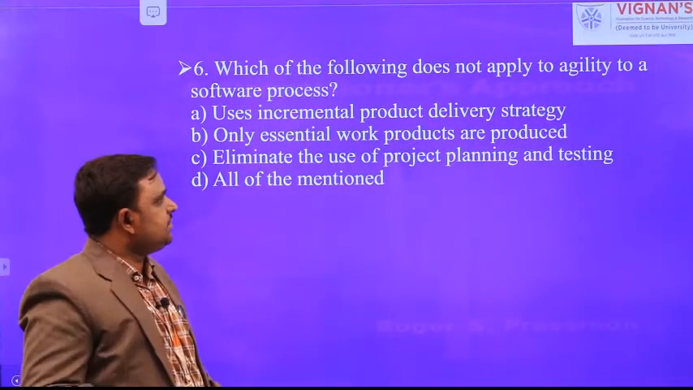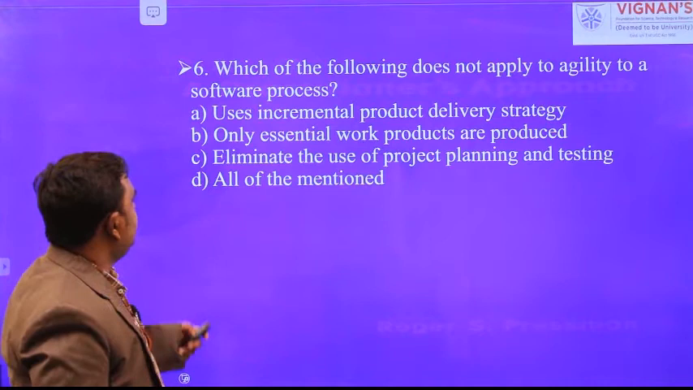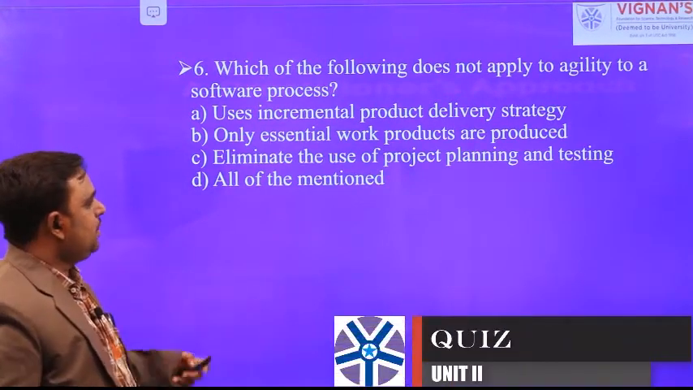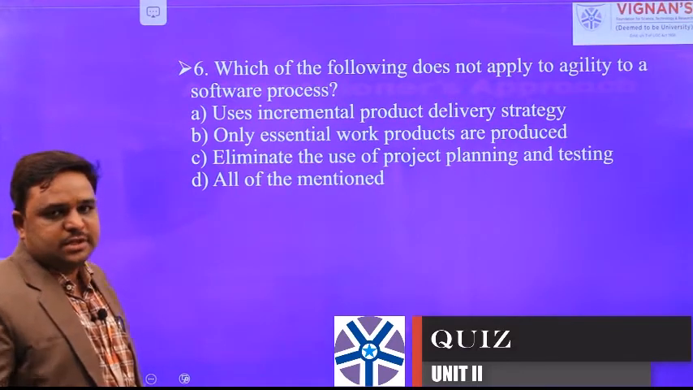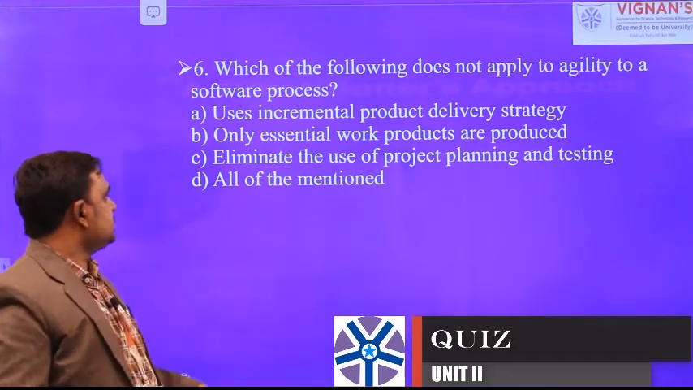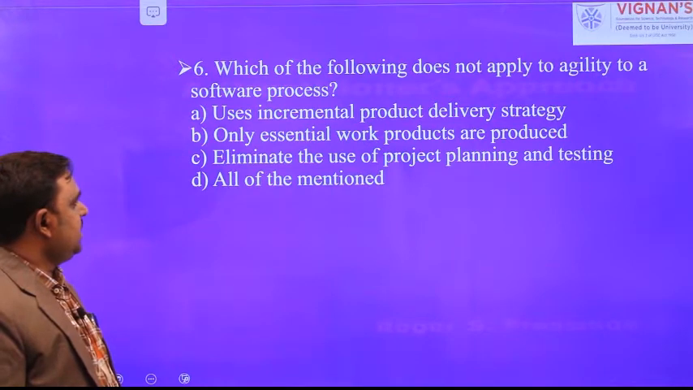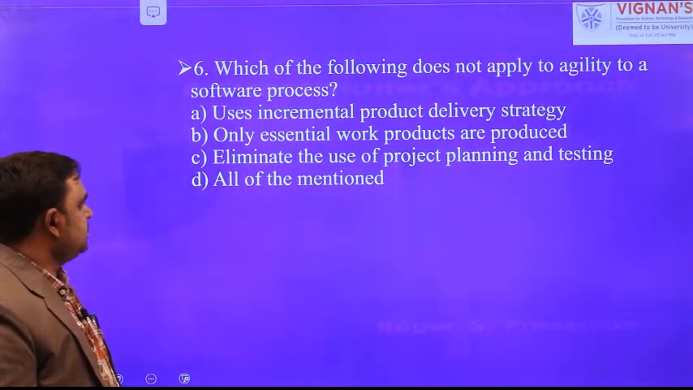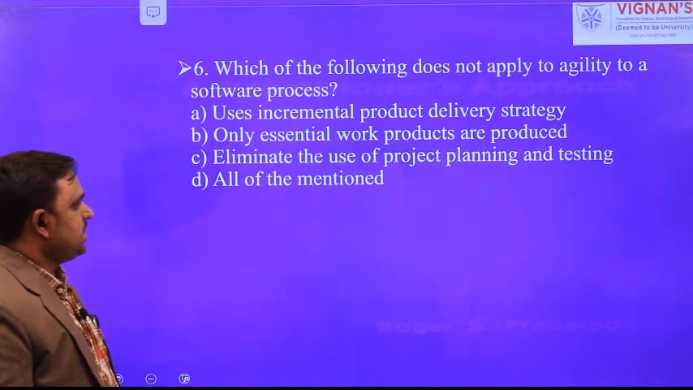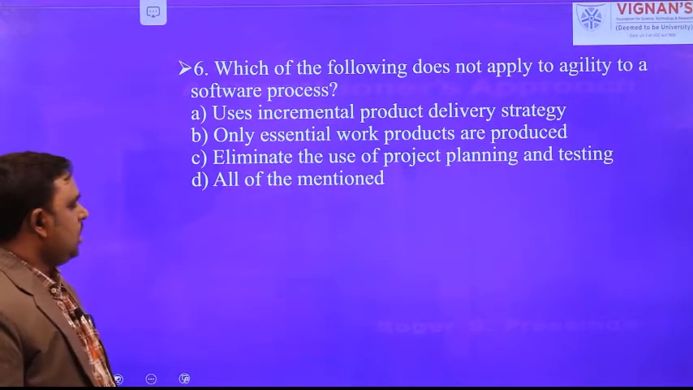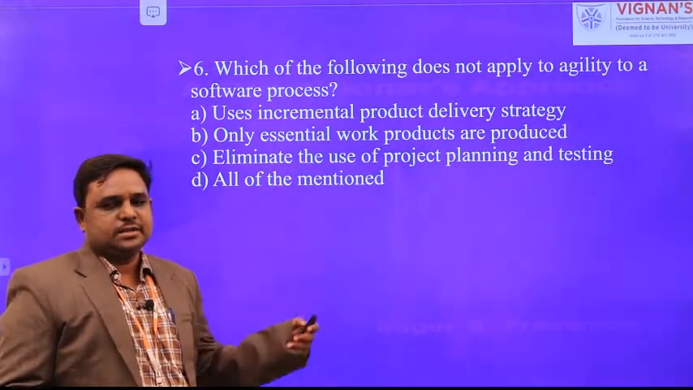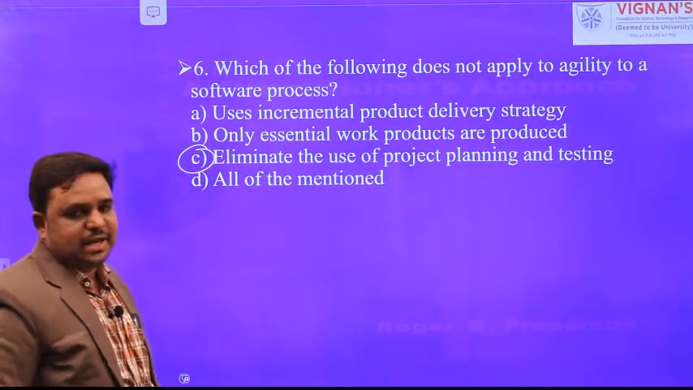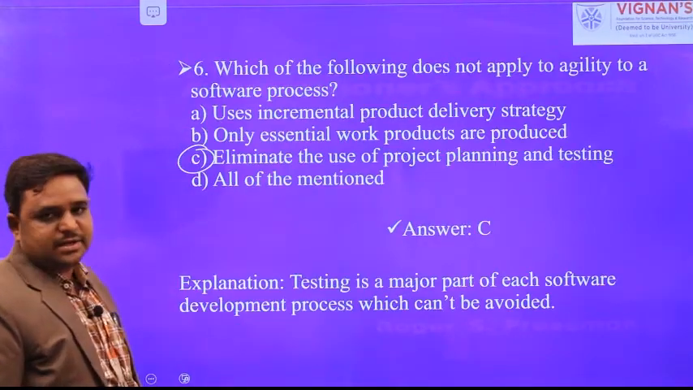Next one. Which of the following does not apply to agility of a software process? So here we have to find which does not apply to agility of a software process. Let us see the options. First one is uses incremental product delivery strategy. Only essential work products are produced. Eliminate the use of project planning and testing. All of them are mentioned. So in this question the answer is C, eliminate the use of project planning and testing.